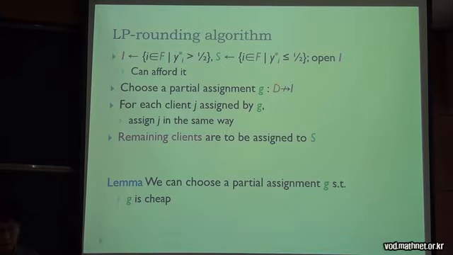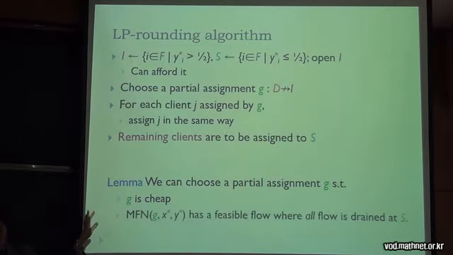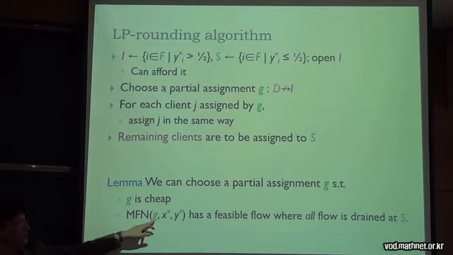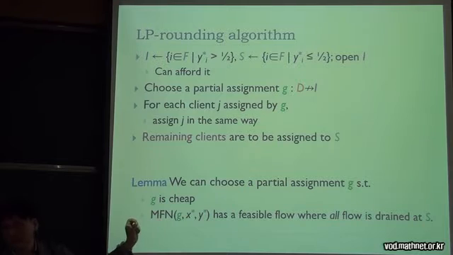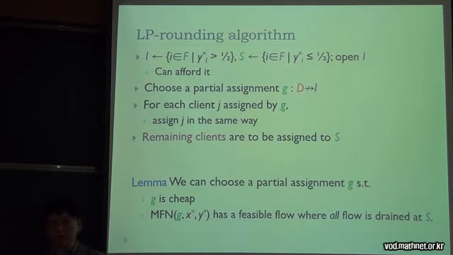And then, as it turns out, there is a corresponding item for the last step to be successful in our wish list lemma, which is the multi-commodity flow network we have just described. And for the carefully chosen partial assignment G, it has a feasible flow where all the flow is going to be drained at the facilities that have small opening. So that is the second item of our wish list lemma. Now let me show you why this is the right thing to pray for.